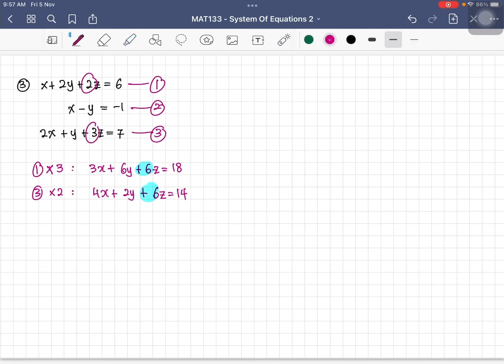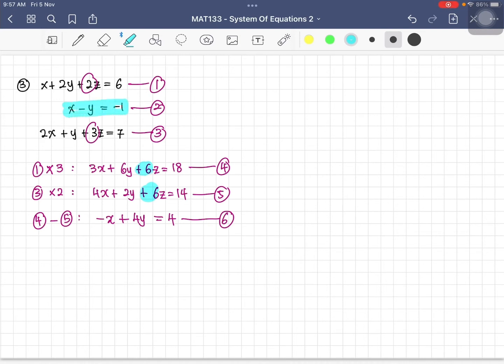Therefore, we can now subtract. Let me write equation number 4 and equation number 5, and then we subtract equation number 5 from equation number 4. So 4 minus 5: 3x minus 4x, we get negative x. 6y minus 2y, we get 4y. 6z minus 6z, we get 0. And 18 minus 14, we get 4. Please take note that we obtain equation number 6, and now we need to solve the simultaneous equations in two variables. We consider equation number 2 and also equation number 6.